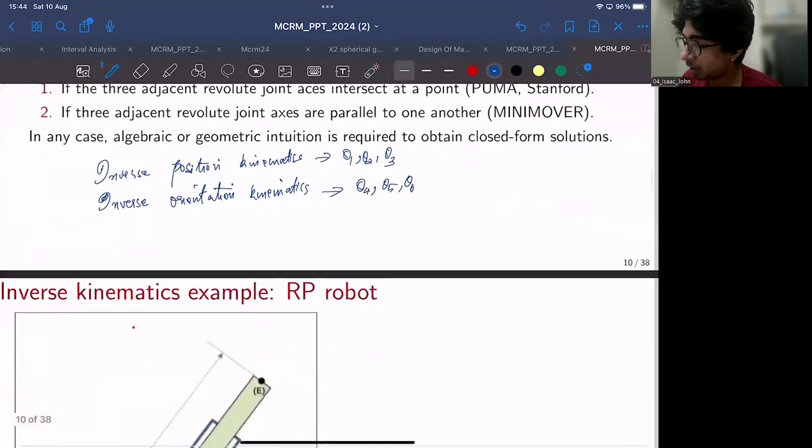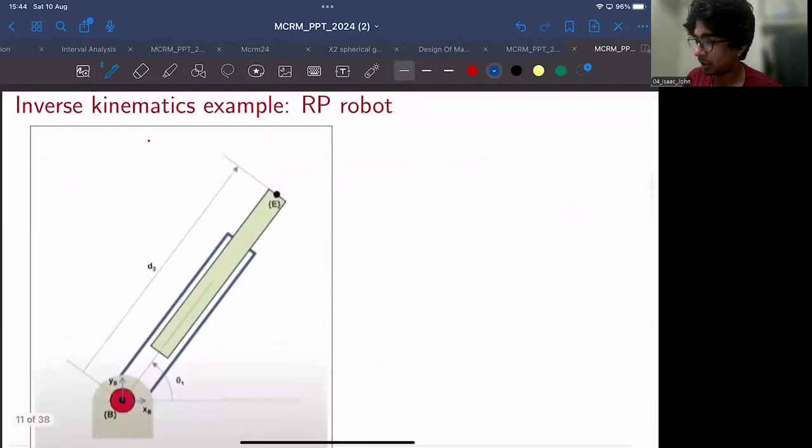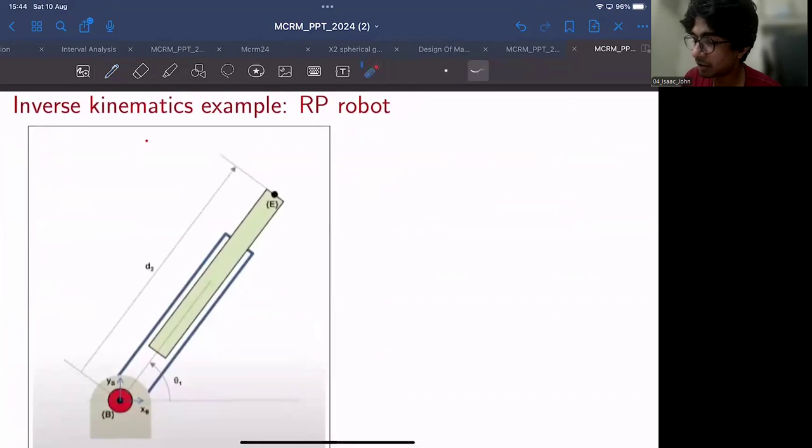Okay, so moving on, I would like to demonstrate an example of solving the inverse kinematics of an RP robot. Typically, what you would first do is assign the frames using the modified DH parameter convention, right? But in the case of a manipulator that is as simple as this, with only 2 degrees of freedom, you can derive the final equations without the need of the DH parameters.